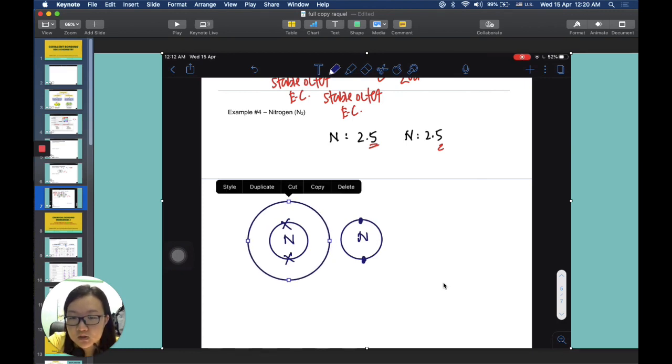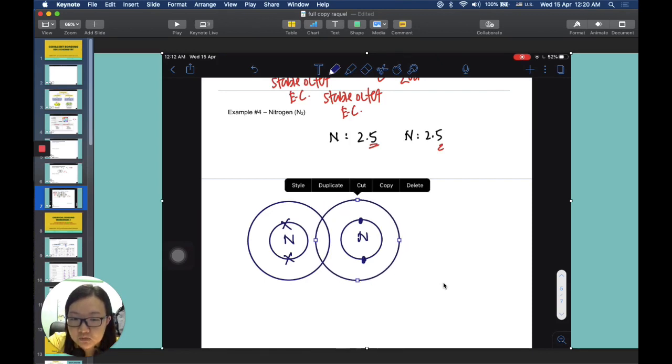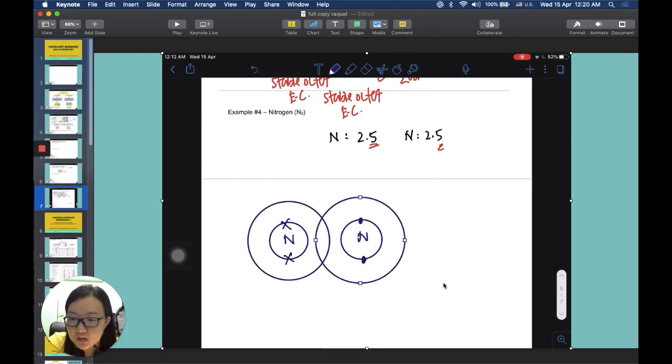Then the second shell, draw a bit bigger such that you can overlap them. Try to draw it the same size, because they are the same atom, they have the same size. Then put in the electrons that are being shared. So 1, 2, 3 and 1, 2, 3. If at this point you can understand what I'm trying to say, that's why I say nitrogen is a triple bond because you share 3 pairs of electrons. 1, 2, 3.